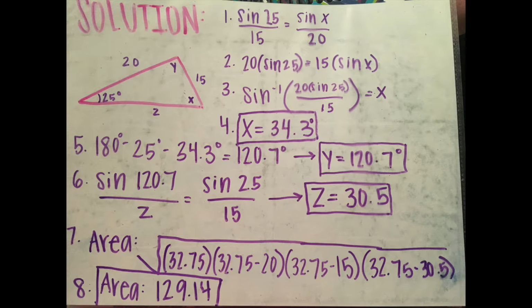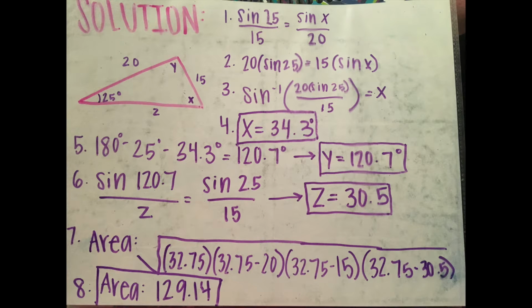And so the first thing that I did is I cross multiplied to get 20 sine 25 is equal to 15 sine x. And then I divided both sides by 15, and then I found the sine inverse of that to get the angle. So after doing the sine inverse of 20 times sine 25 divided by 15, I was able to get angle x to measure 34.3 degrees. And next, since we know that there's 180 degrees in the triangle, and we already have two angle measures, I was able to subtract 25 degrees and 34.3 degrees from 180 to get my y angle measure to equal 120.7 degrees.